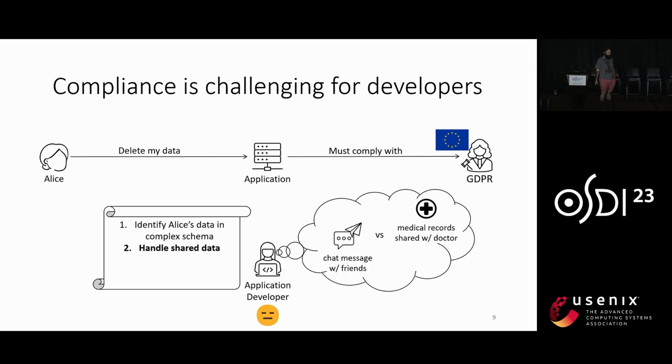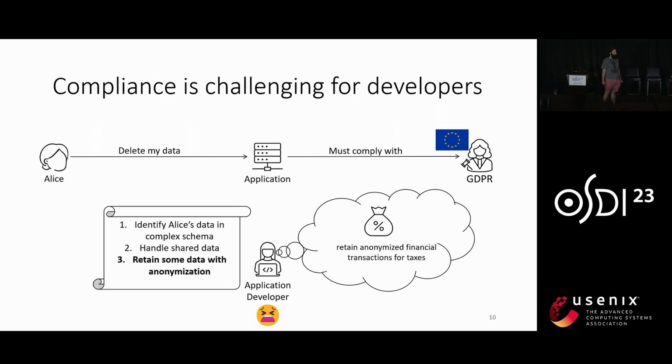Furthermore, some of Alice's data may be shared with other users, and the developers need to determine how to handle such shared data. This is application-specific, and it depends on the sensitivity of the data in question. For example, maybe it's OK to keep chat messages that Alice exchanged with her friends, but not sensitive medical records that she shared with doctors. Developers also often need to retain some of Alice's data, perhaps in anonymized form, for other legitimate purposes that are allowed for by the law. For example, maybe the developer needs to retain some anonymized financial transactions in order to comply with tax laws.